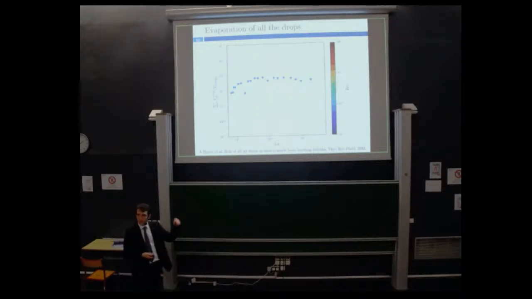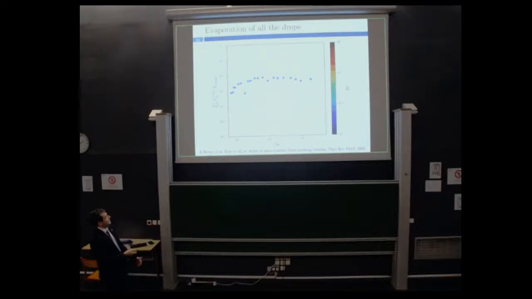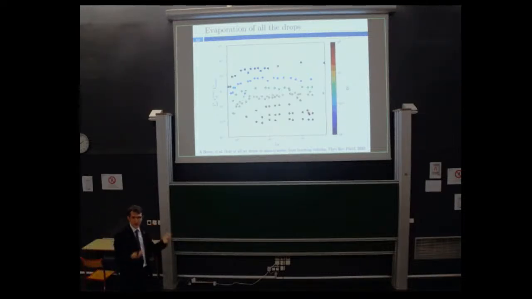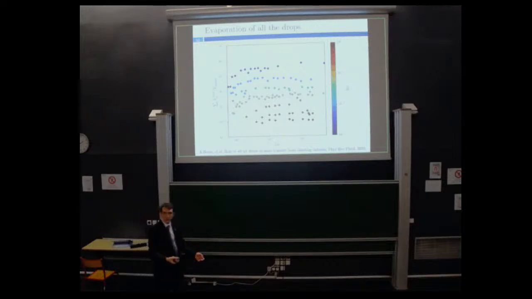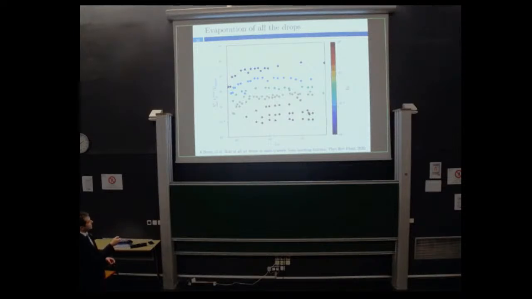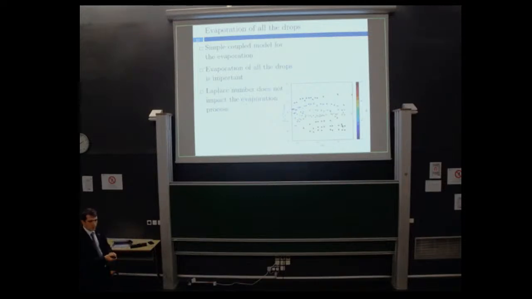If now we change the Bond number from 10^-3 to 1, this is kind of magic. As you can see, as you change the Bond number, you completely change the evaporation. As you increase the Bond number, so as you increase the gravity, it evaporates less and less water compared to the initial bubble volume. What is important here is to see that as you change the Bond number, you also keep the Laplace number constant. The Laplace number is not impacting the evaporation process. So that will be our conclusion for this evaporation process.